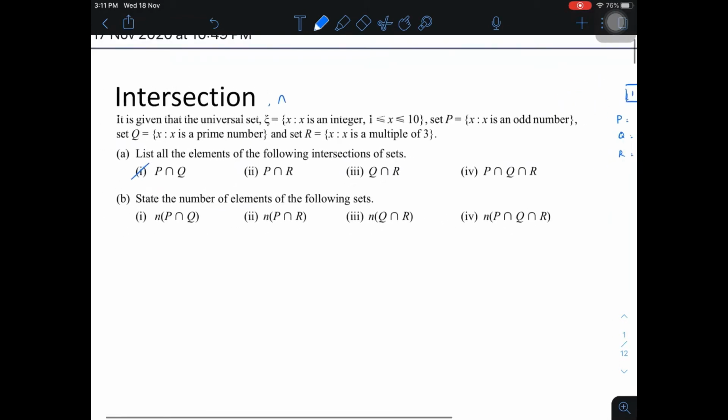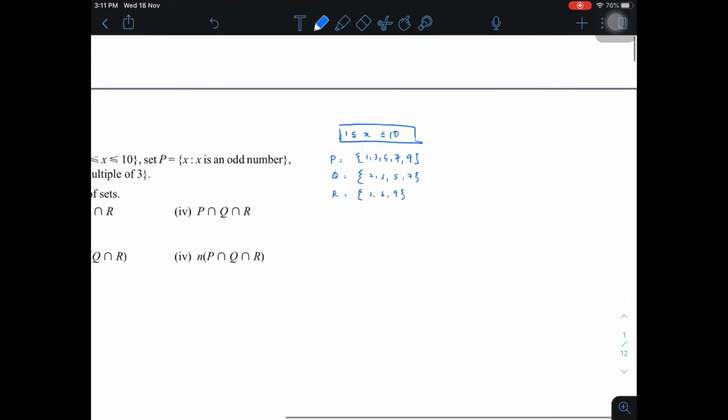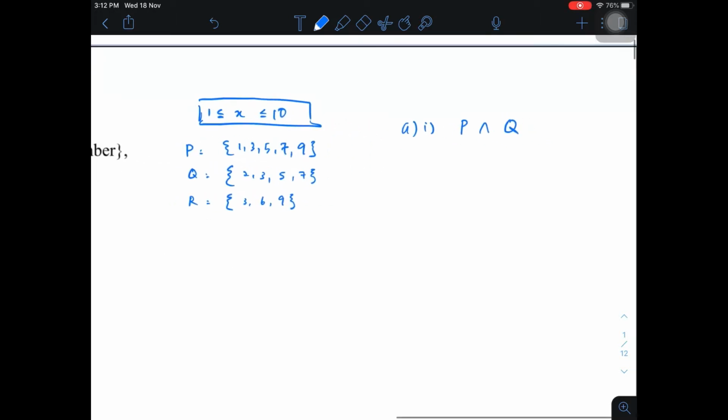So what is the intersection between P and Q? We'll do the first question first then. A1 wants to find the intersection between P and Q. Intersection is basically the similarities between P and Q, in other words. So we focus on P and Q and ignore set R first. We find the similarities between P and Q, which are 3, 5, and 7, meaning the intersection between P and Q is 3, 5, 7.